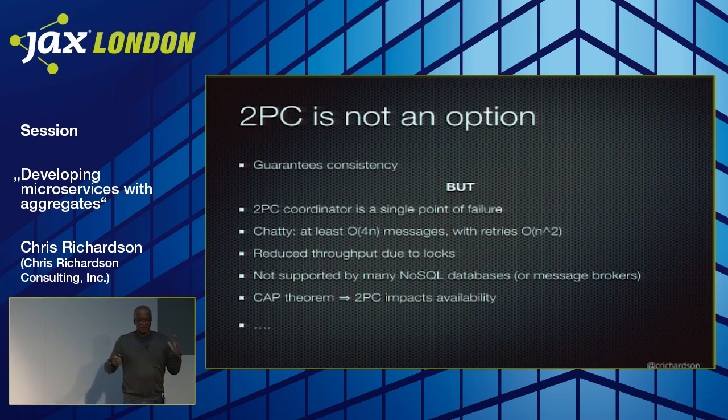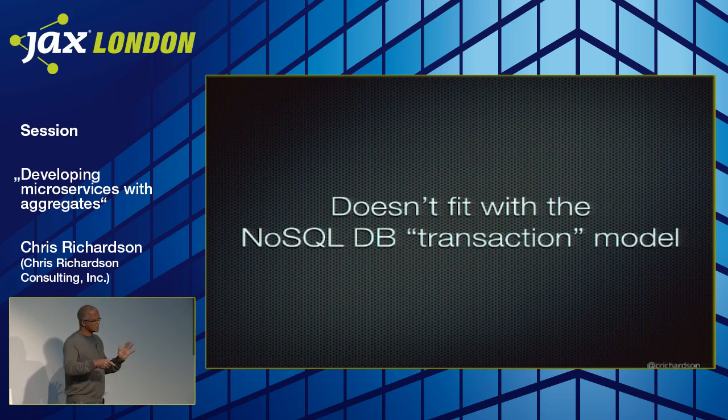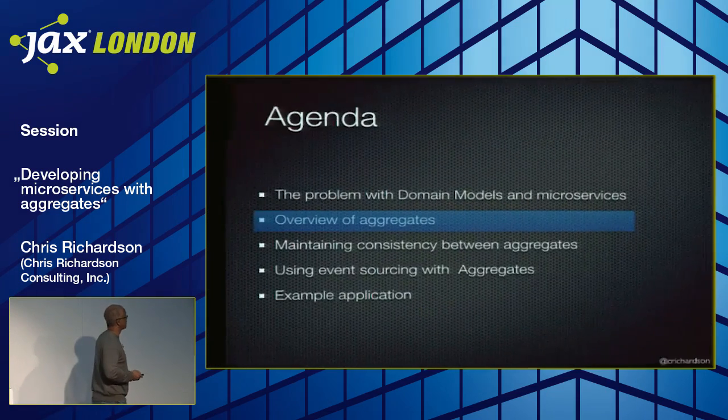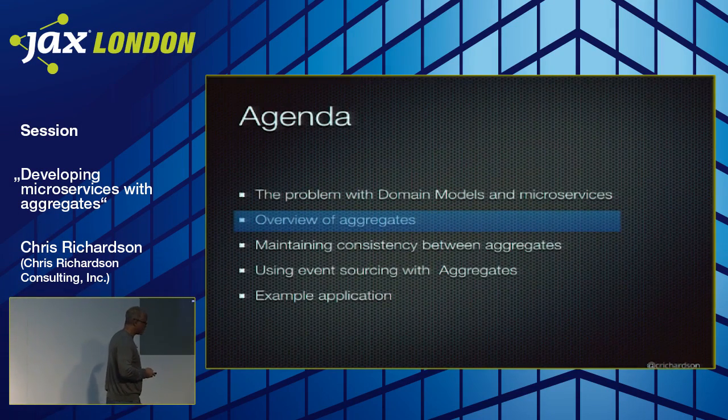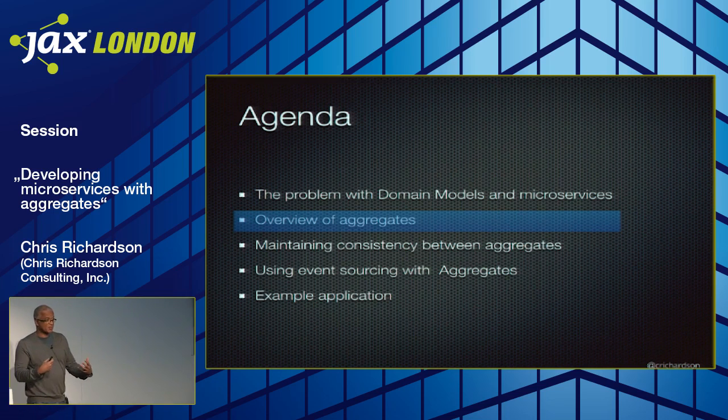So that's a problem. We want to break up our system, but our domain models don't decompose, and our transactions don't decompose either. We're also relying on NoSQL databases, which have a very simplistic transaction model as well. So it's a problem. We want to decompose in order to be modular, to develop fast and be agile. So we needed a different way of designing our domain models and designing our transactions.